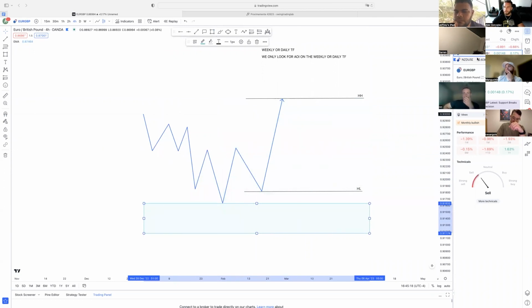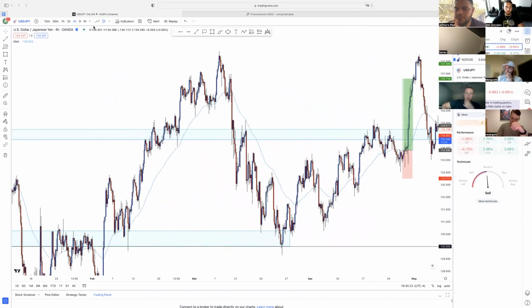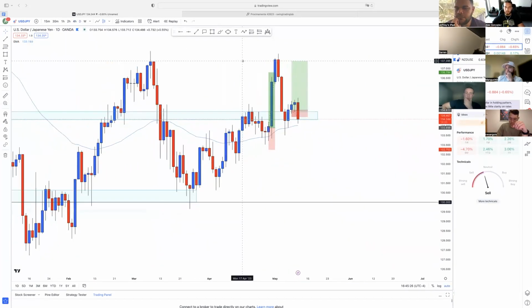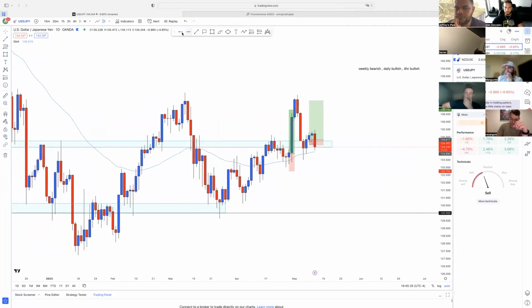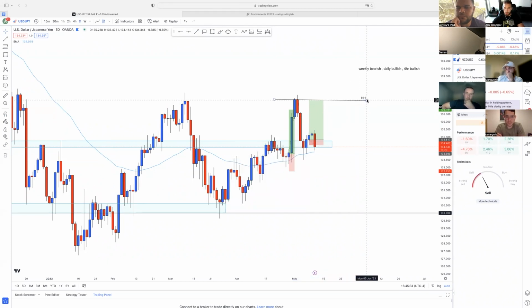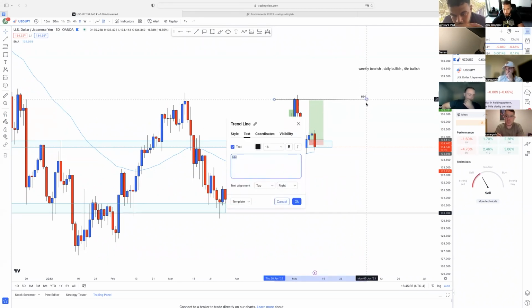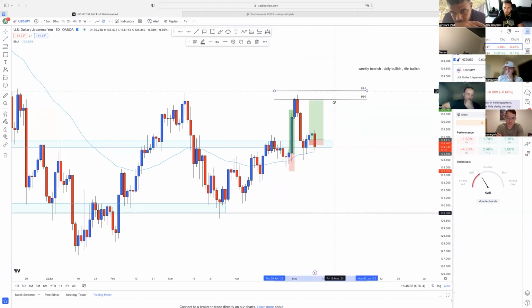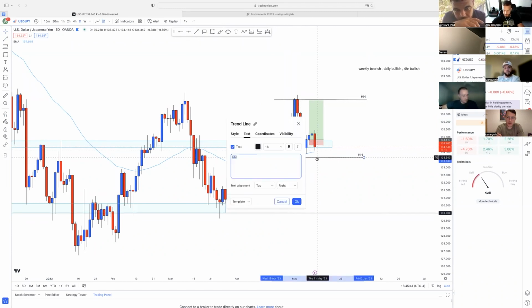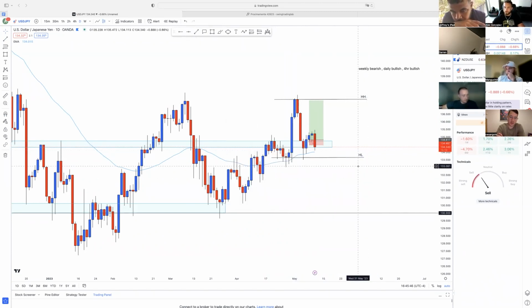Let me give you guys a very simple example. For example, on USD JPY, right? So we're on the daily time frame, right? Let's mark this off as our higher high, and then let's mark this off as our higher low. If you guys agree, type 1. If you guys don't, type 2, right?